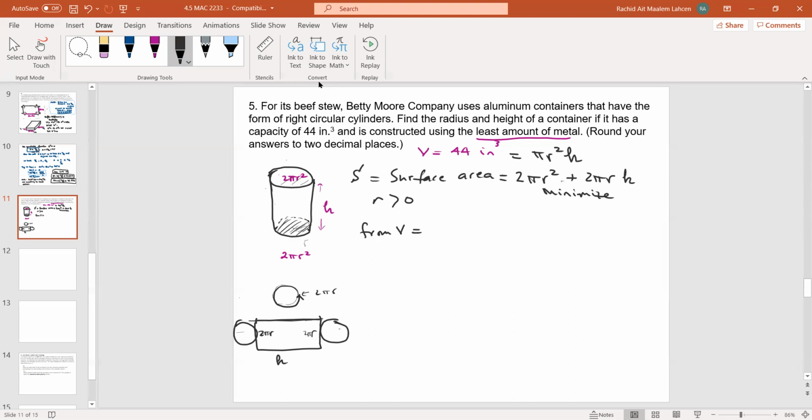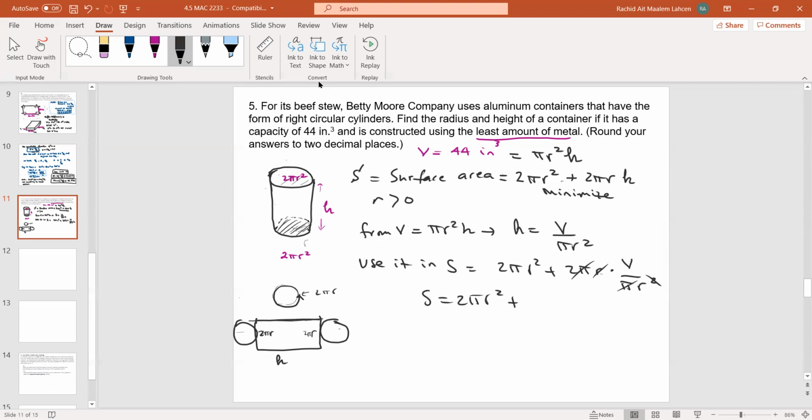Let's get the h, pi r square h. H is going to be v over pi r square, and use it in S that we need to minimize. So H is going to be v over pi r squared, so 1 r is going to cancel and pi is going to cancel, so 2 pi r squared plus 2v over r. Then you know the drill.